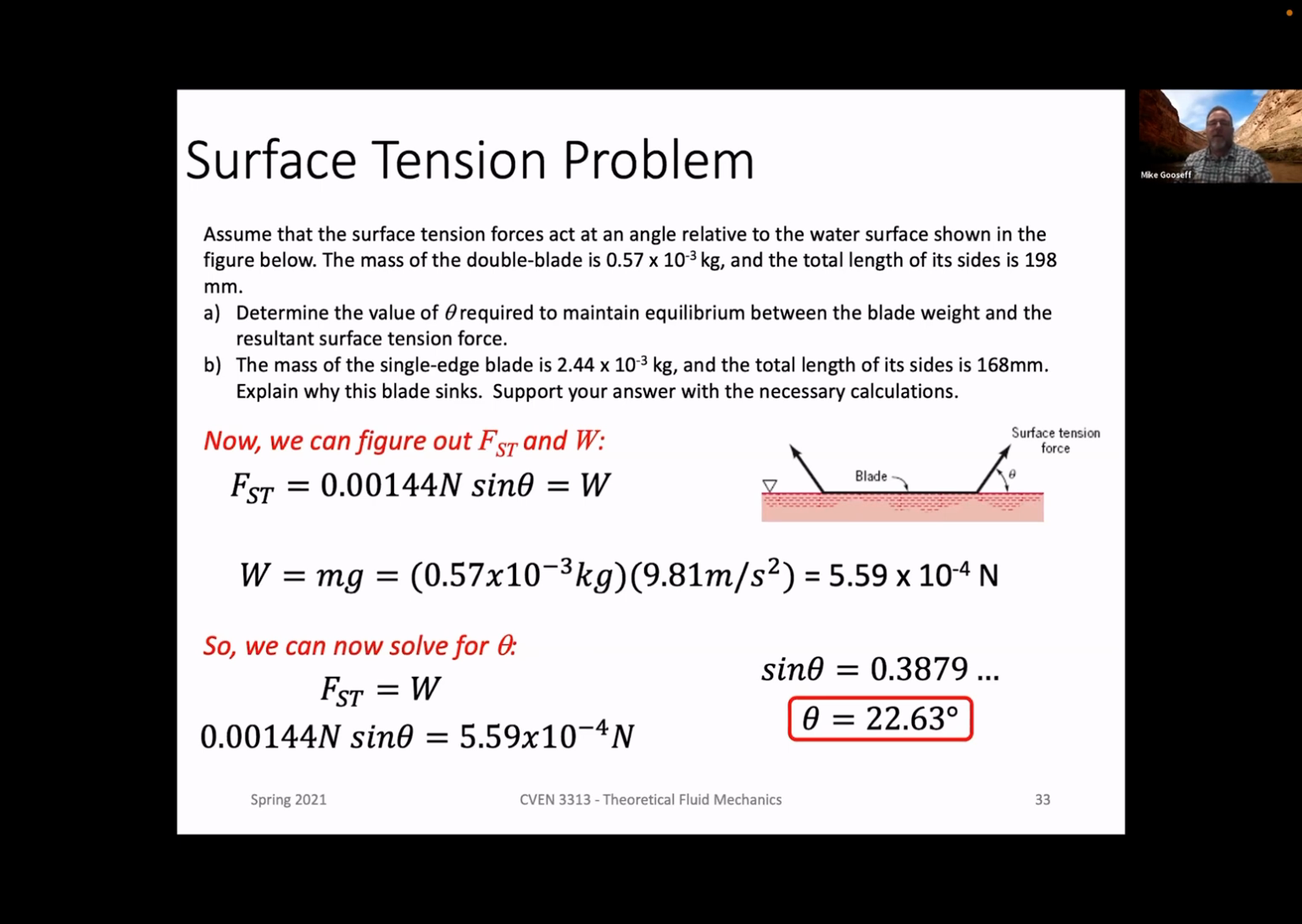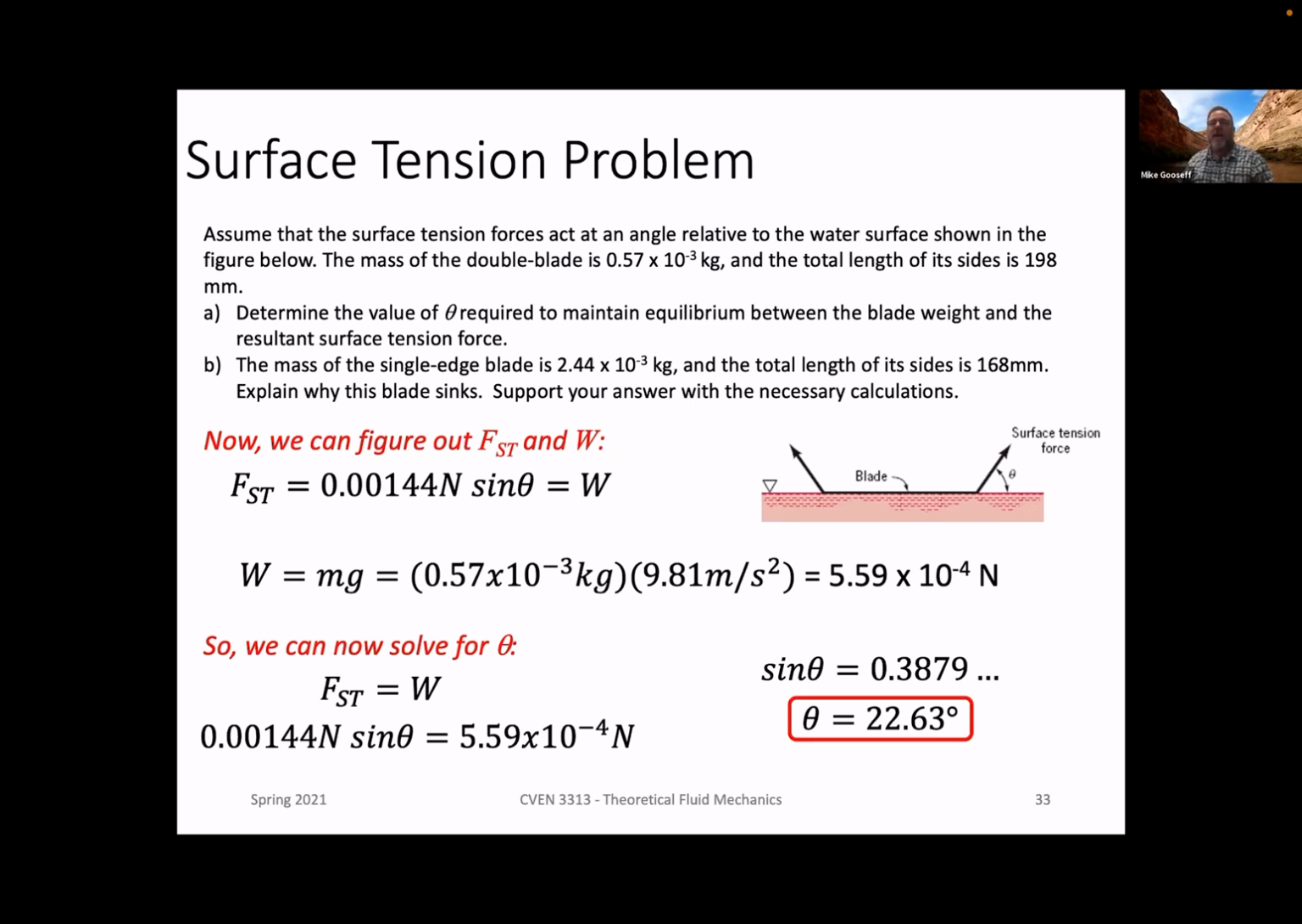But part B of this question was to ask, with the single blade, now the mass is 2.44 times 10 to the minus 3. Can you find a theta that works to keep that one up? And the answer, as you probably already know from the video, is going to be no. How do we prove that?